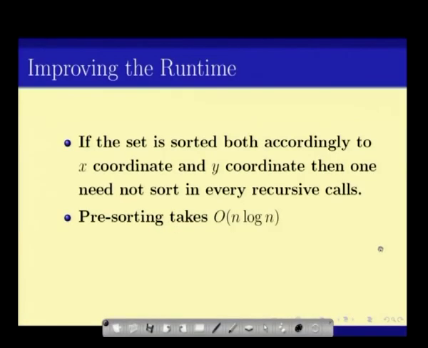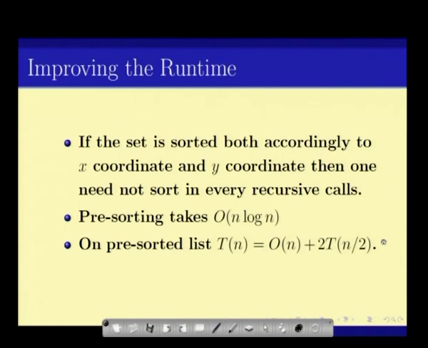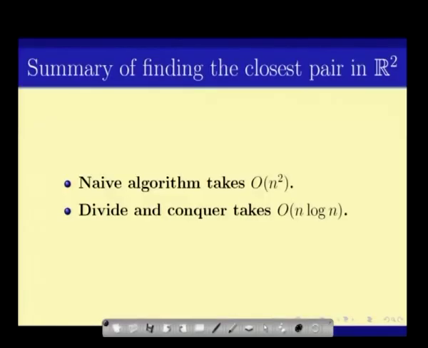In that case, the pre-sorting, sorting it beforehand, will take order n log n steps. After we have sorted it, on the sorted list it will take T of n equal to order n, because remember that n log n only appeared when we were doing the sorting and for no other purpose. So, we get T of n equals order n plus twice T n over 2, and thus we get T of n equal to order n log n. So, you have a pre-sorting step that takes order n log n, and the rest on a sorted list takes order n log n. So, the total runtime becomes order n log n. The naive algorithm takes order n square, and a clever divide and conquer approach takes order n log n.